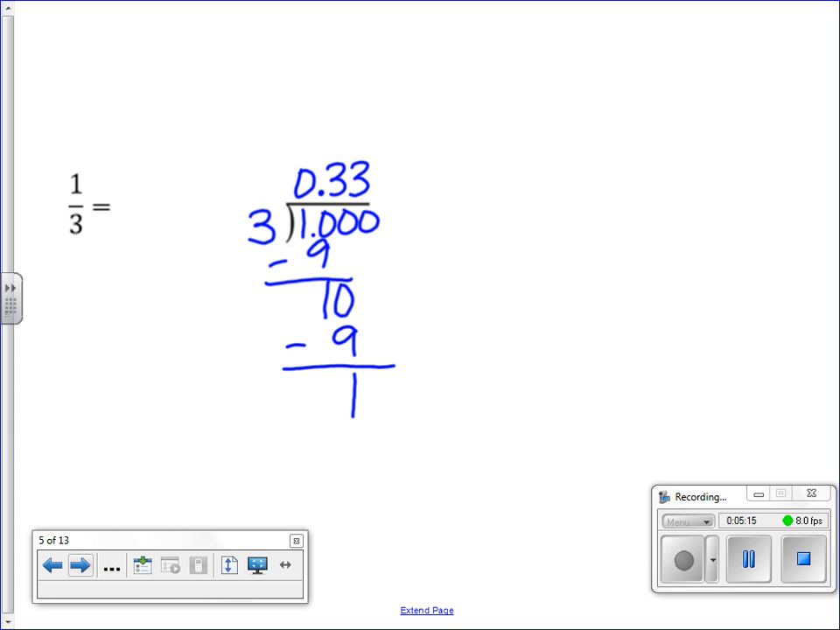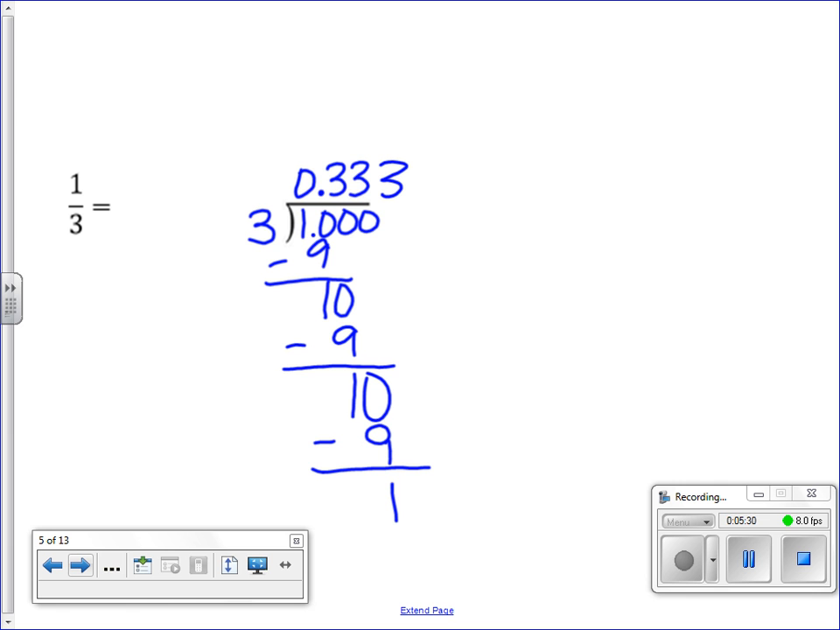10 minus 9 is 1. Bring down the 0. 3 goes into 10 3 times. 3 times 3 is 9. We subtract. We get 1. Here you're going to notice a pattern. We're repeating the same number over and over and over.